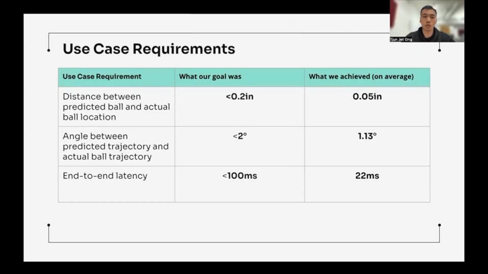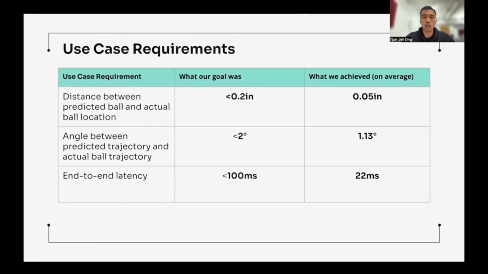Our project has three different use case requirements. Firstly, we wanted to make sure that the distance between the predicted ball and the actual ball location was less than 0.2 inches. Next, the angle between the predicted trajectory shown on the table and the actual ball trajectory that the ball followed should be no more than 2 degrees. Lastly, the end-to-end latency from the time the table was detected to the time of projection should be less than 100 milliseconds. Here is what we achieved.